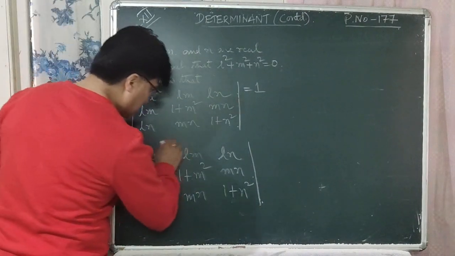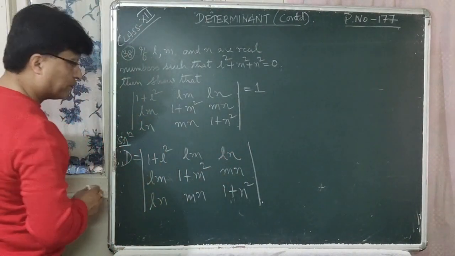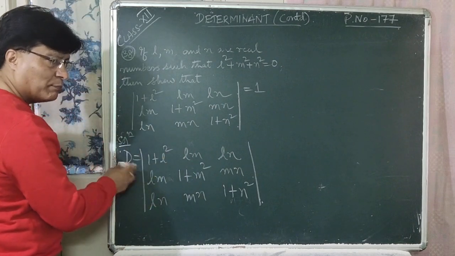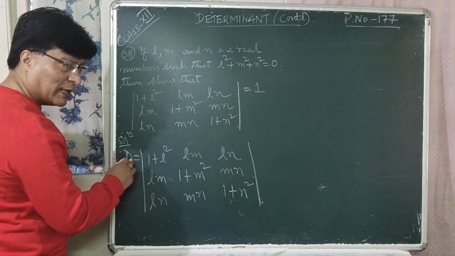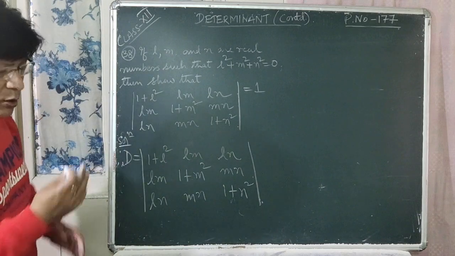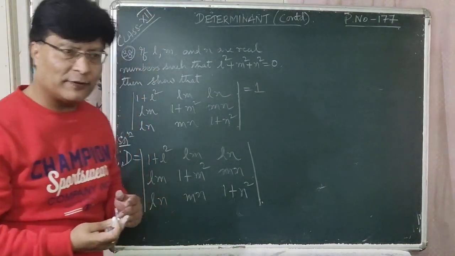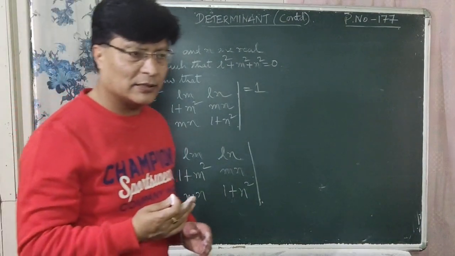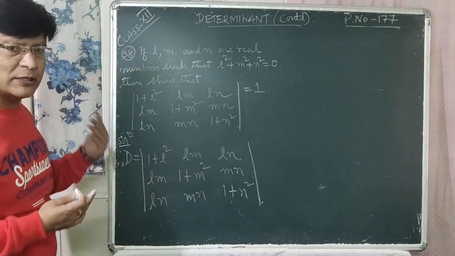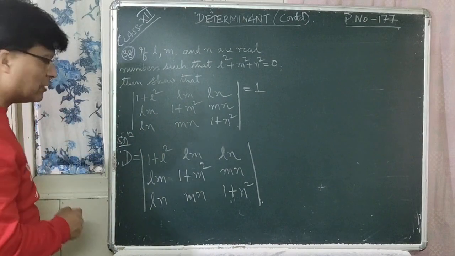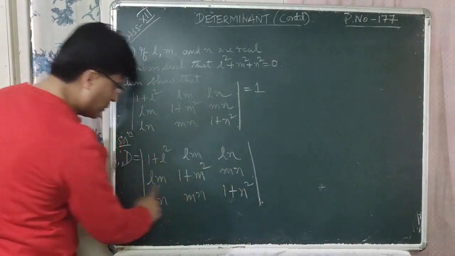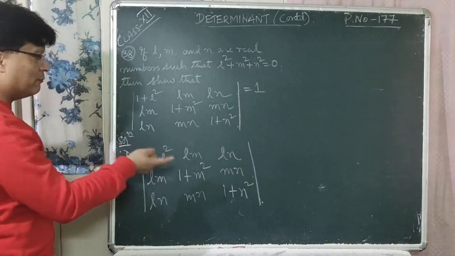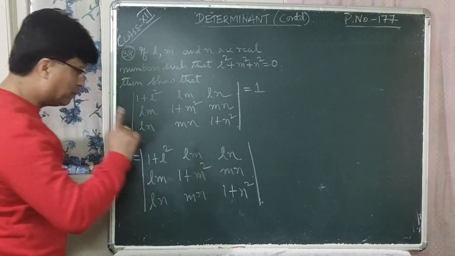So let us multiply the first row by l, okay? And you should write 1 upon l before the determinant sign, because you have to cancel that l. We are multiplying the first row by l, but that should be cancelled. So what will you write in front of the determinant? 1 by l. Similarly, the second row should be multiplied by m, but that should be cancelled, so write 1 by m before the determinant, okay?